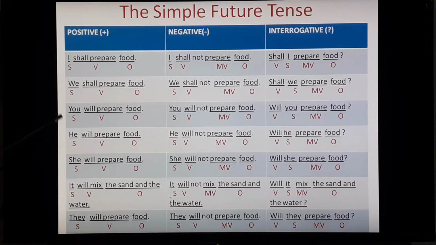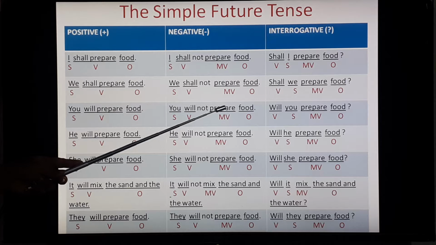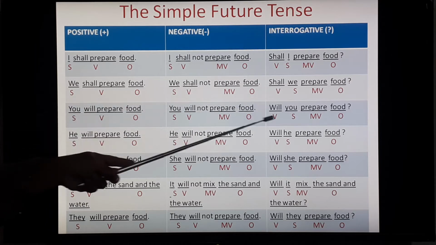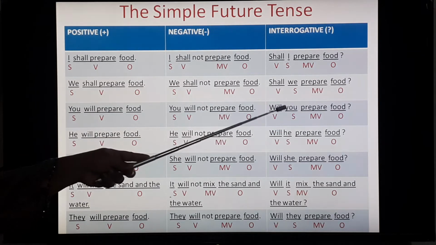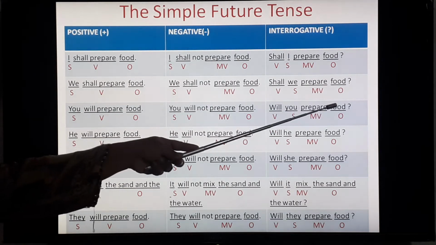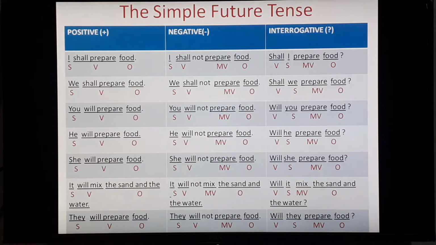Second person singular and plural formations will be the same. You will prepare food. You subject, will prepare verb or predicate, food object. Negative: you will not prepare food. You subject, will auxiliary verb, you can say helping verb also or modal auxiliary also. Not, that is negative form, then prepare main verb or V1 form, food object. Interrogative: will you prepare food? Will verb, you subject, prepare main verb, food object, then put question mark.